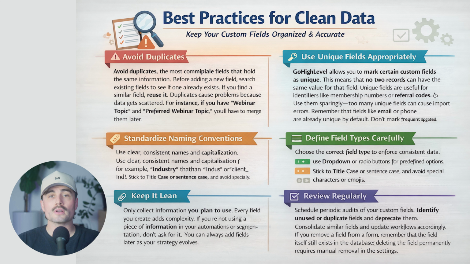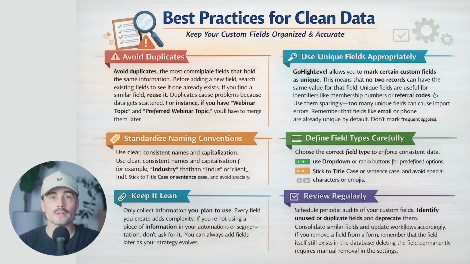Best practices for clean data. Avoid duplicates. The most common mistake is creating multiple fields that hold the same information. So before adding a new field, search existing fields to see if one already exists. If you find a similar field, reuse it. Duplicates cause problems because data gets scattered. For instance, if you have webinar topic and preferred webinar topic, you'll have to merge them later.